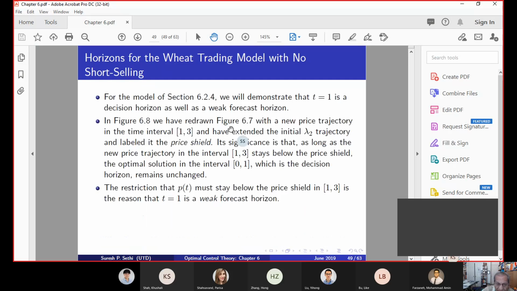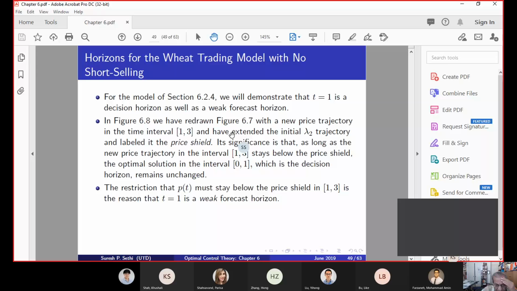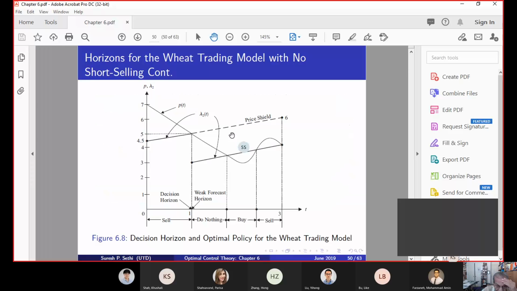Okay, so this problem is done. There is some definition of strong forecast horizon, final horizon already. He says if the conditions during the decision horizon are completely independent of the data beyond the forecast horizon, then the latter is called the strong forecast horizon. Weak if there are mild restrictions. These are terminologies that I introduced in the literature, and the terminology is followed by other people in other contexts where such forecast horizons exist.